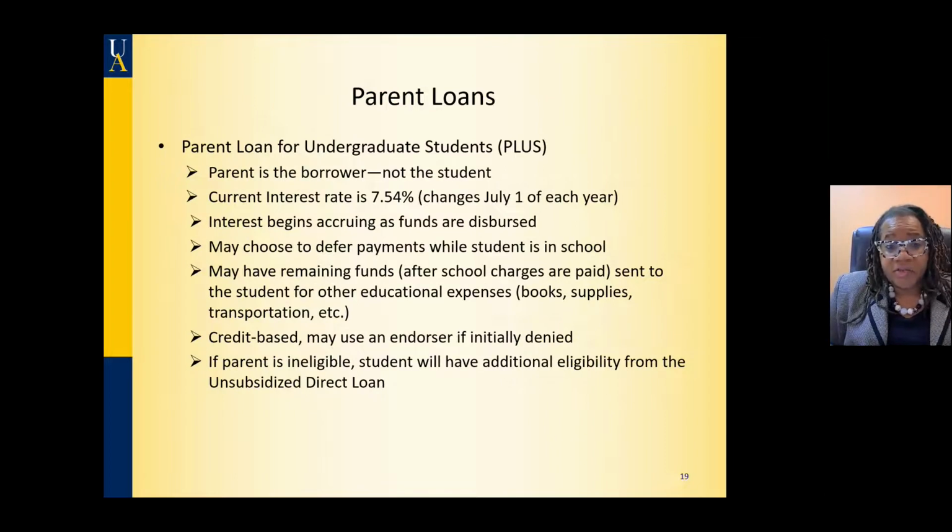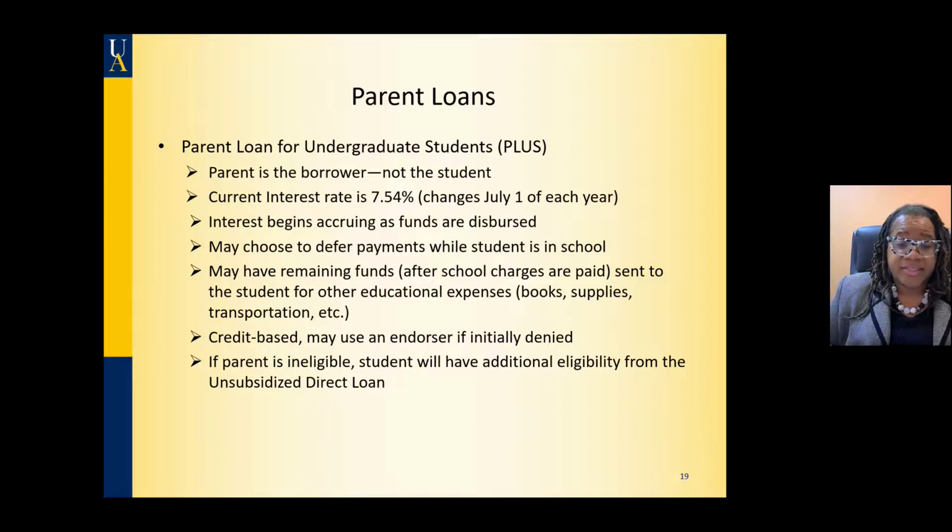If there is an additional gap, the parent will be offered what's called a parent loan. This is a loan in the parent's name. The parent is responsible for paying that back. The parent can go up to the cost of attendance, so really there's not as much of a limit as how much is covered. The parent can defer those payments while that student is in school.